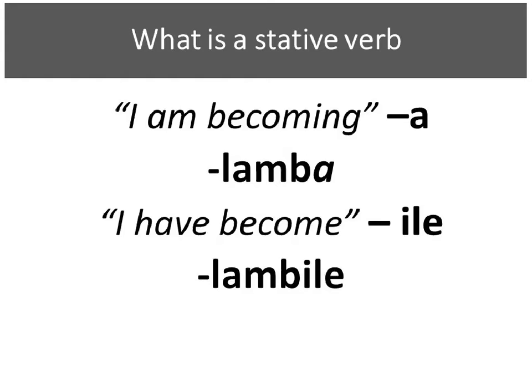The verb lamba means I am becoming hungry. But once you've become hungry and you're now actually hungry, the word changes to the stative form of that verb. And what happens is that a turns to an ile. So here we have lambile, which actually means I am hungry. In a future module, we will be doing the past tense, and it's actually using a past tense form. And what you're saying is, I have become hungry, but you're actually describing a state that you have in the present.